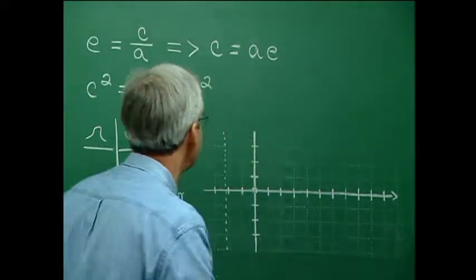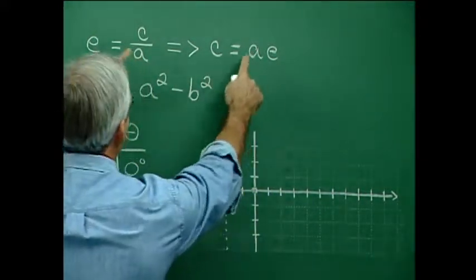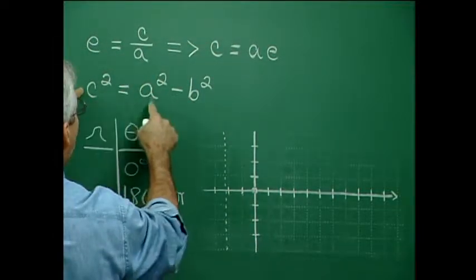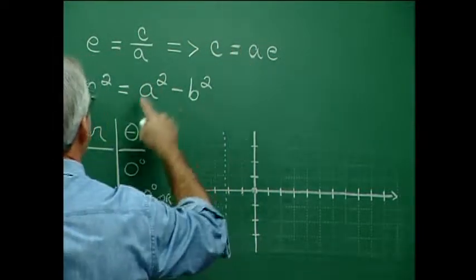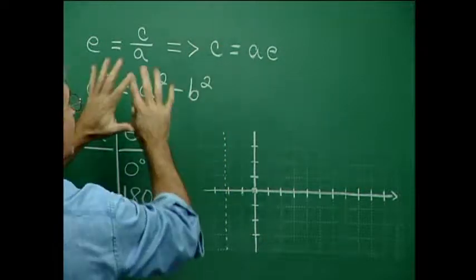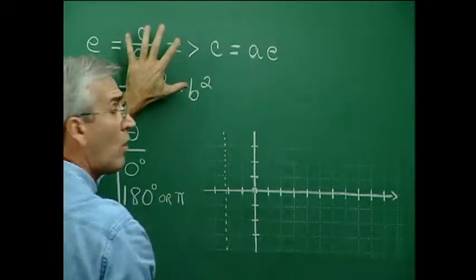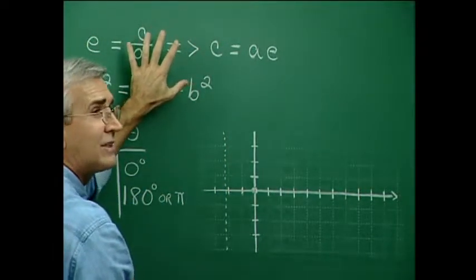Okay, here's how we do that. Now, we know that we have in play also this idea of C squared is A squared minus B squared. We could make some interesting substitutions here, and we could attack this problem algebraically if we want to. I would like to attack it a different way.